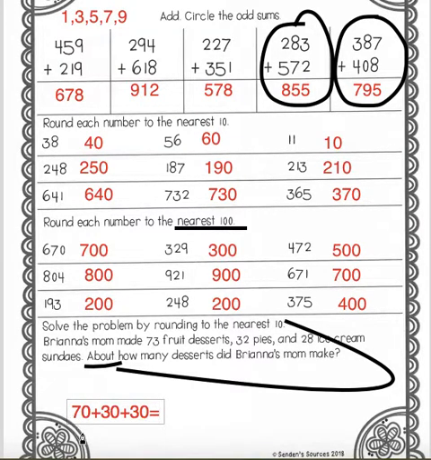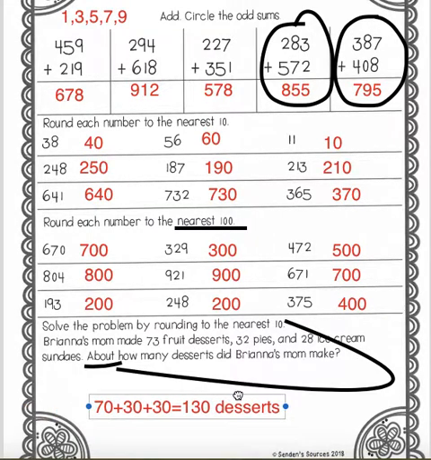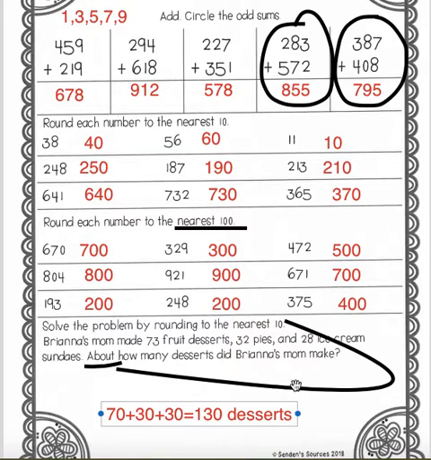70 plus 30, let's count on from 70. So that would be 80, 90, 100. Plus another 30, so 110, 120, 130. So 130 desserts is about how many desserts Brianna's mom made. And again, this is not the exact answer because we rounded. We did an estimate of about how many desserts she would make.